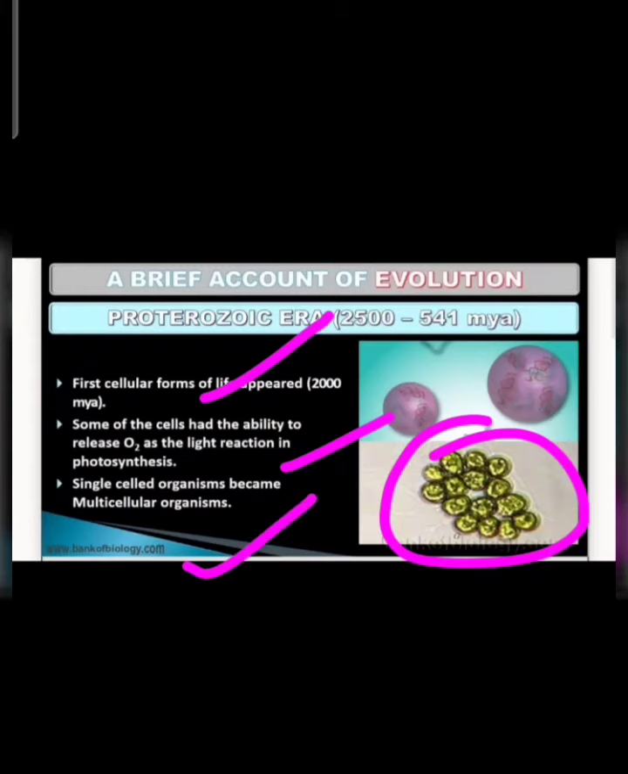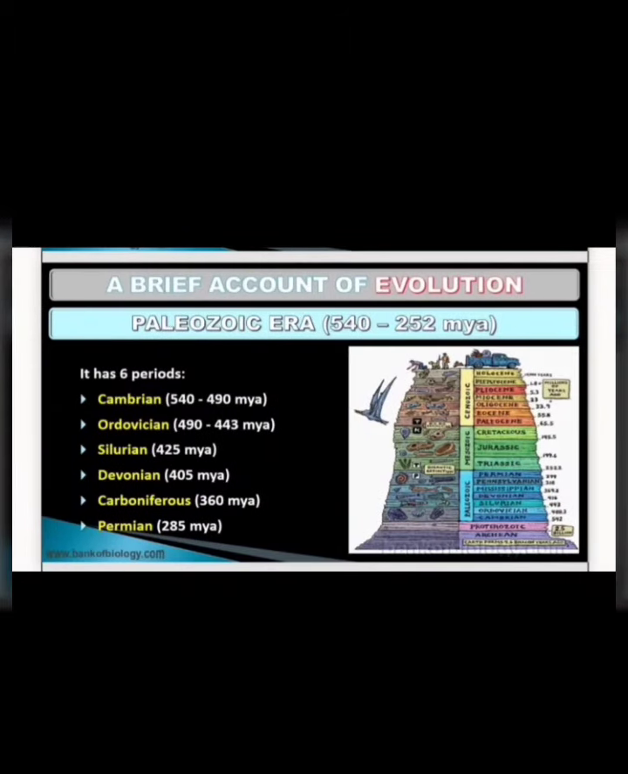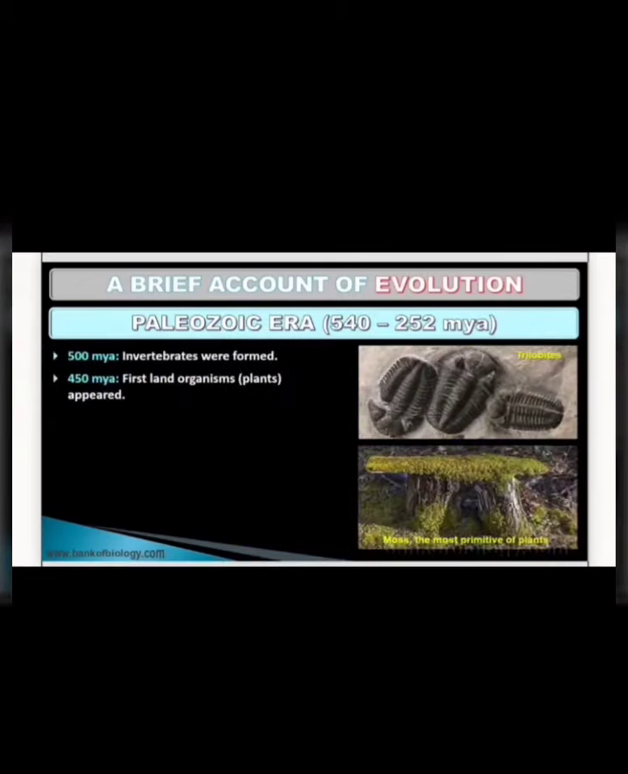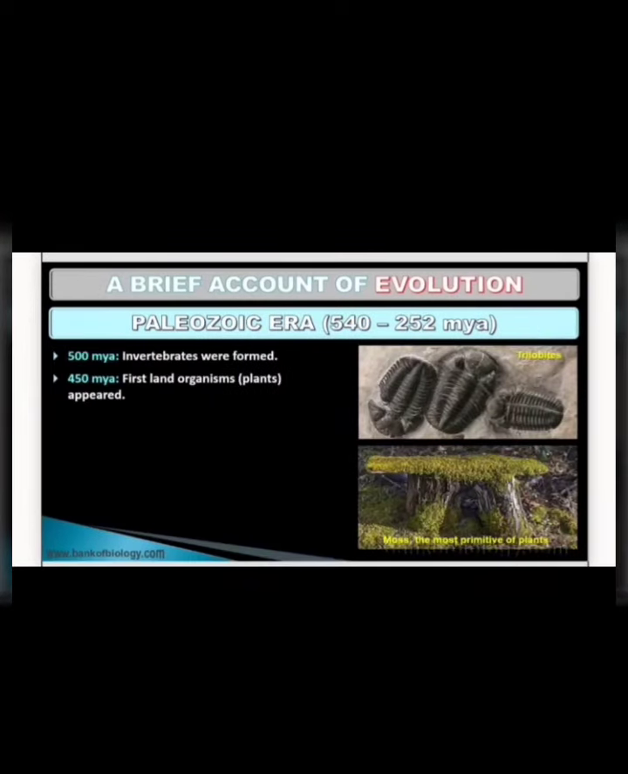Single-celled organisms started becoming multicellular organisms. Next, the Paleozoic era. The Paleozoic era has 6 periods: Cambrian, Ordovician, Silurian, Devonian, Carboniferous, and Permian. So this is based on the periods, 6 periods, from 640 to 490 million years ago. Now we can see what type of organisms existed.